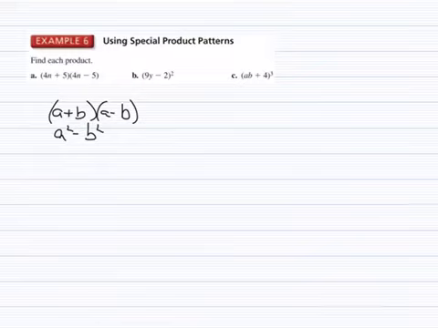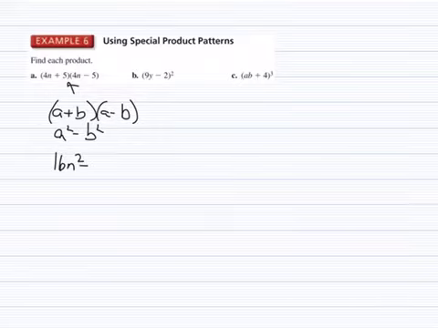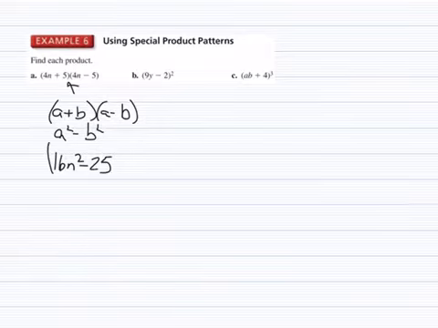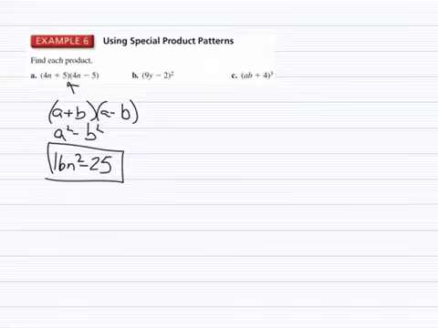So if I use that same formula, a squared would be 16n squared minus b squared. B is 5, so it's going to be minus 25. And that is my solution. I am done. Okay, it's not quite the same for these next two, but these next two are pretty similar.